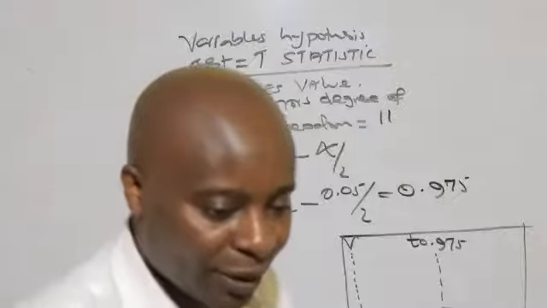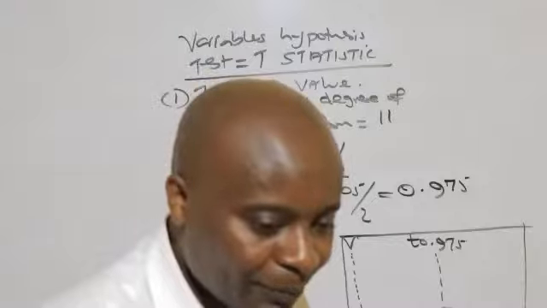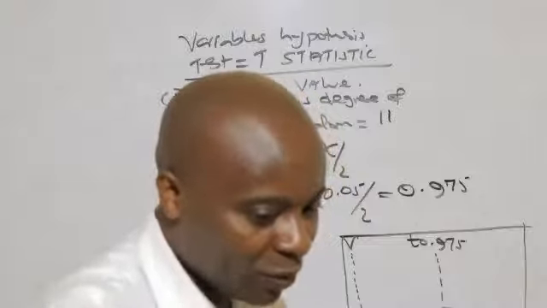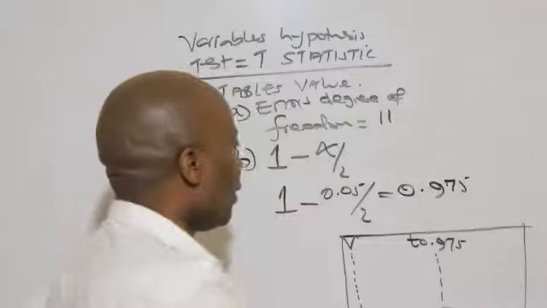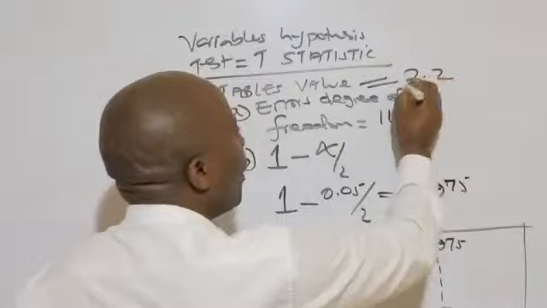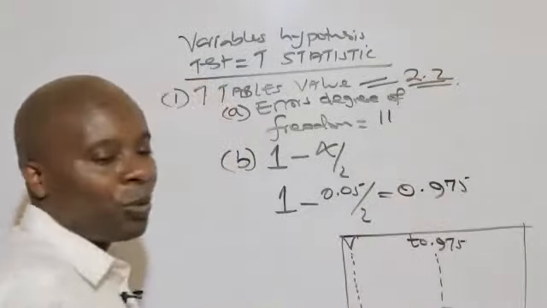And then you come here and read the figure that you see there. T.975, 2.2, 2.201, one and the same thing. So the T table's value is 2.2.